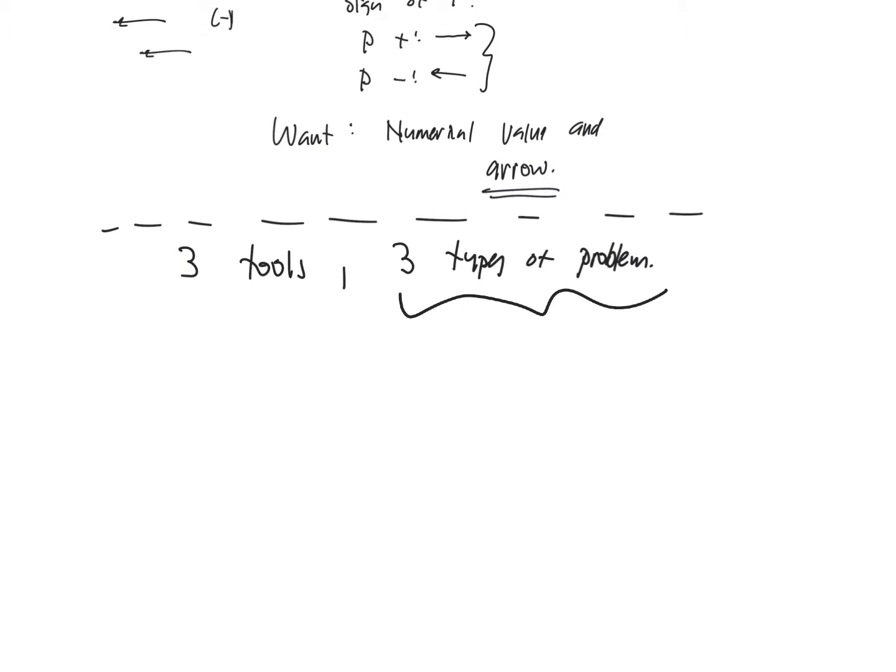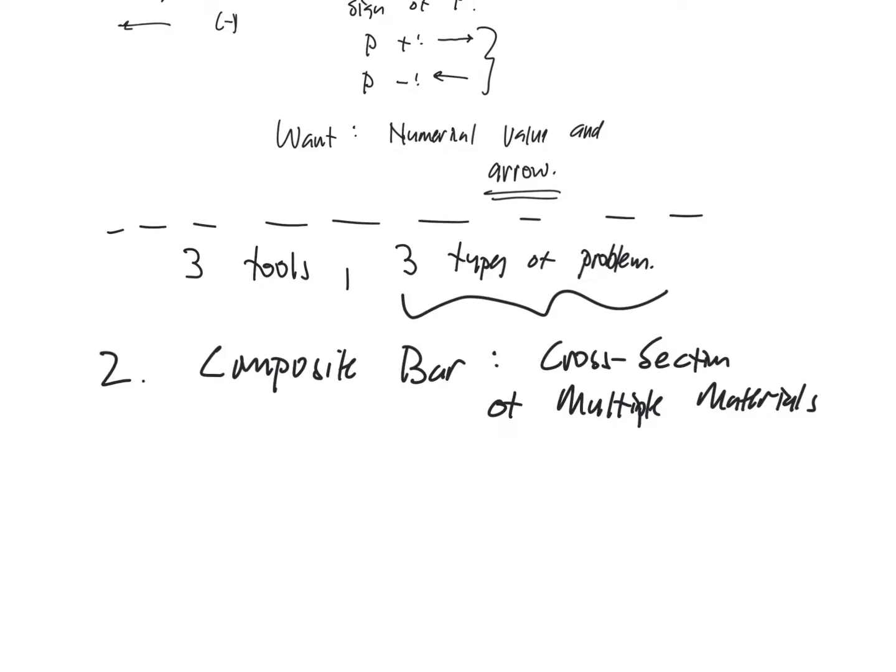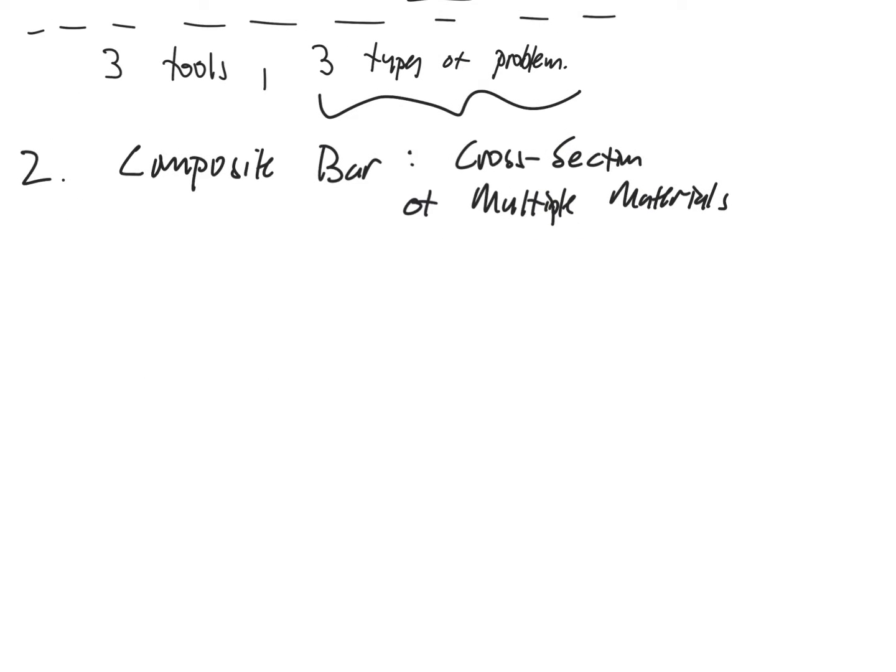All right, so the second type, I'll label that as number 2. This is typically called the composite bar. The composite bar has a cross section of multiple materials. So in the first case, the cross-section was the same, but we had different segments. In this case, we have a single cross-section, but there's more than one material. Let's show this by example.